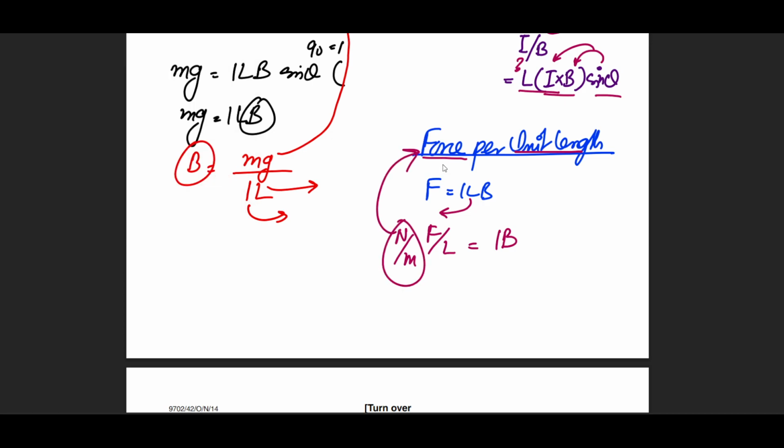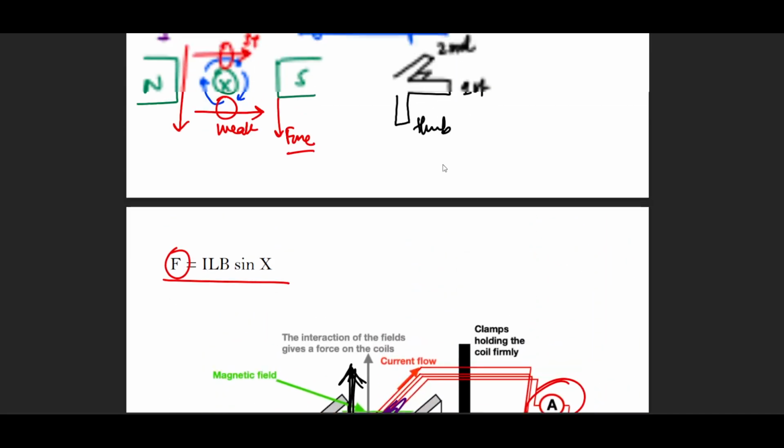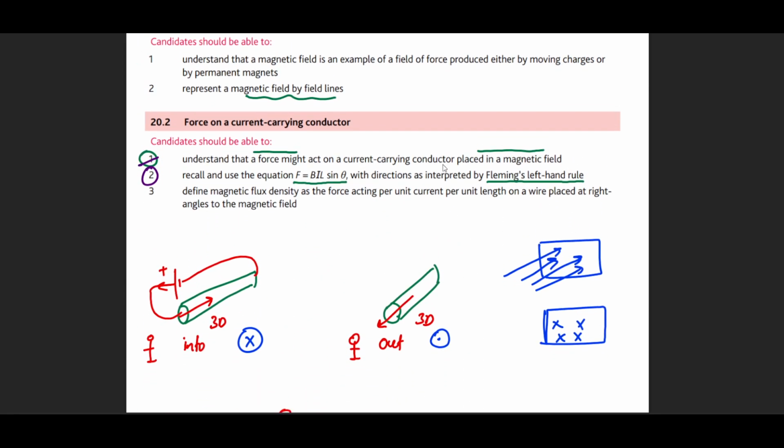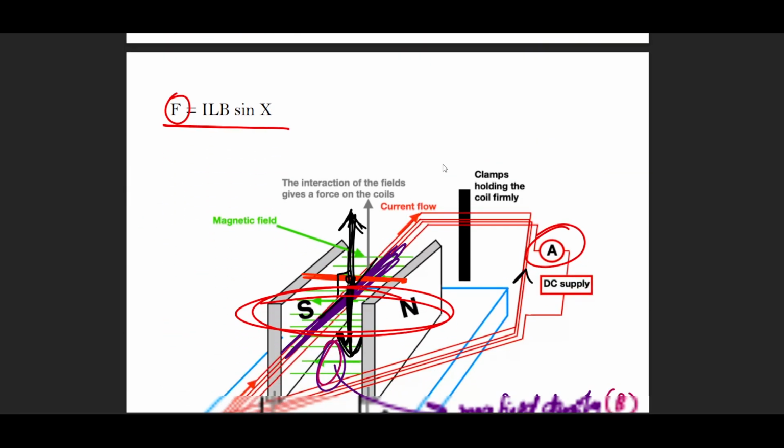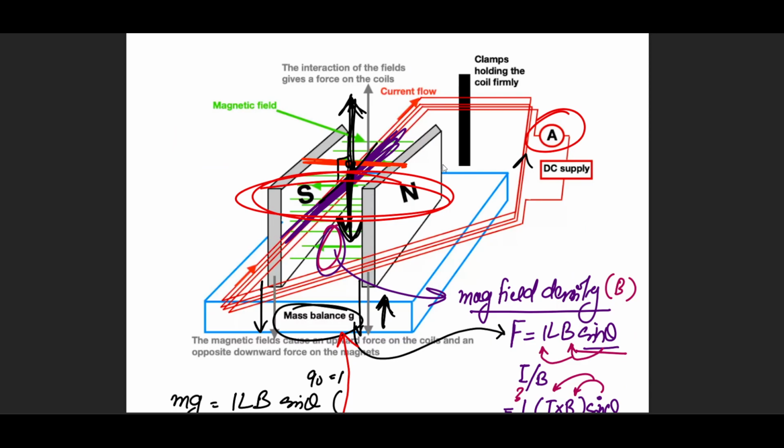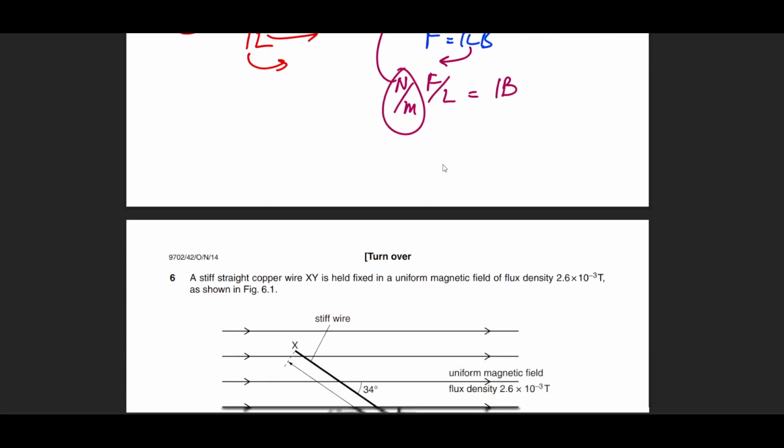So if such a question arises, please don't hesitate shuffling the variables to make the equation look like something that is familiar to you. So according to the syllabus, we have already covered these points, right? We have covered the system that actually helps us to measure the magnetic flux density, which is the value of B. Let's move towards the questions.